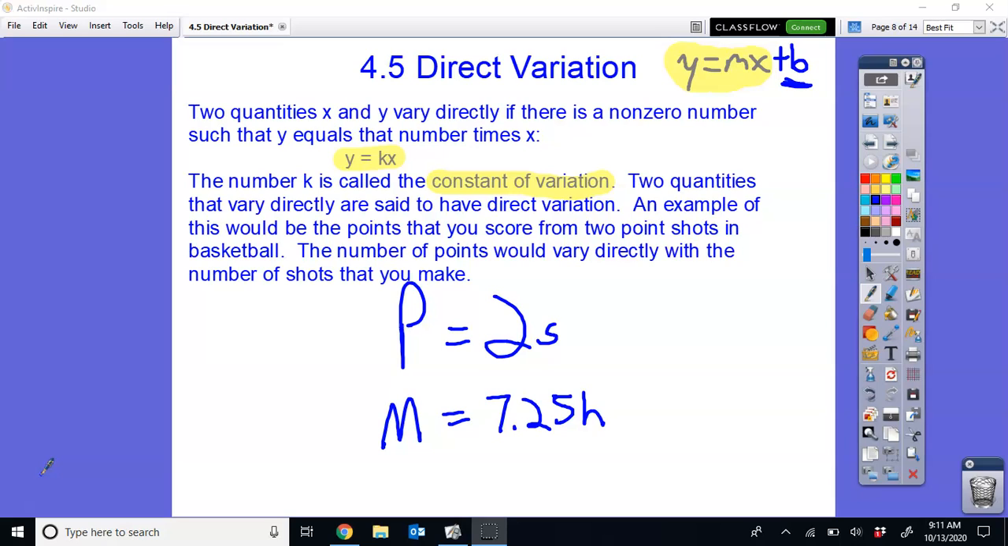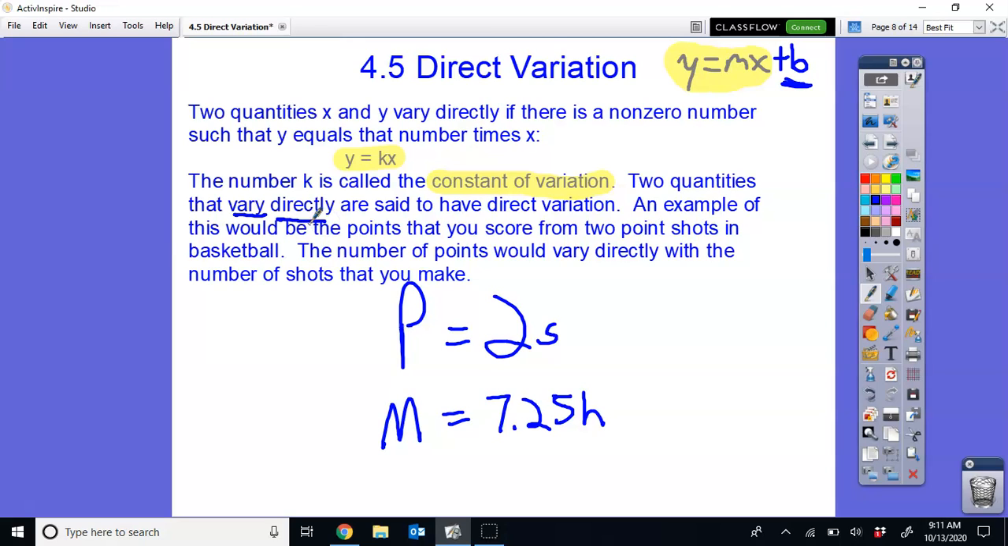So how do you know if you have something that has direct variation? Well, number one, the easiest way is it's told to you. You have something like the words direct variation in the problem, or varies directly. You see that right here, vary directly in the problem.